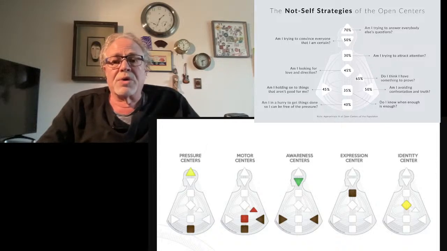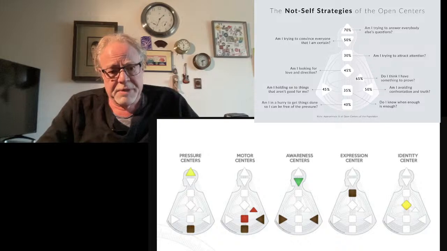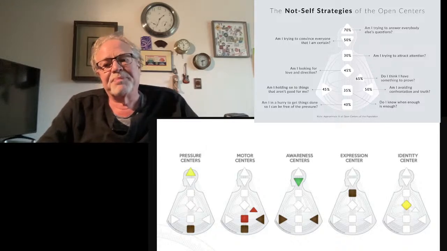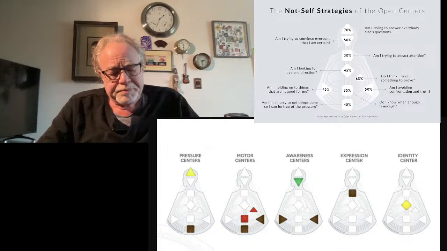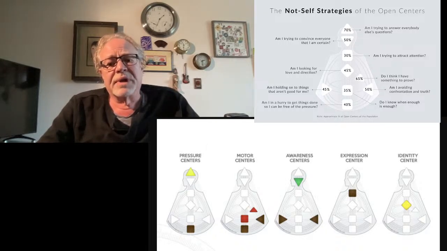Now, going downwards again to the identity center, the magnetic monopole, the thing that keeps us in our trajectory. I love saying that word. And the not self theme of that is looking for love and direction, longing for love and direction, trying to have that feeling of love and direction.